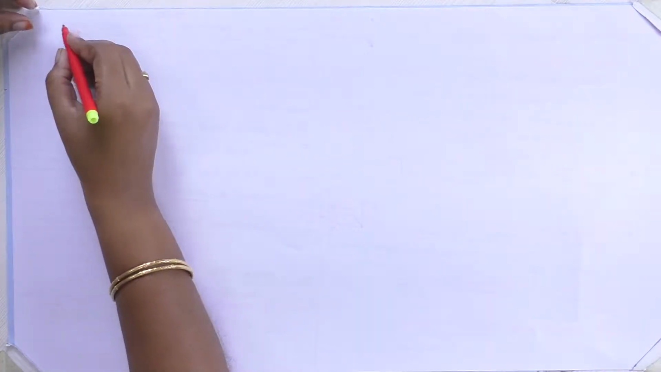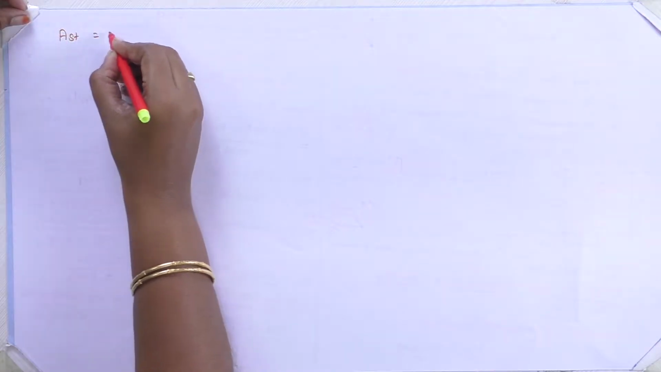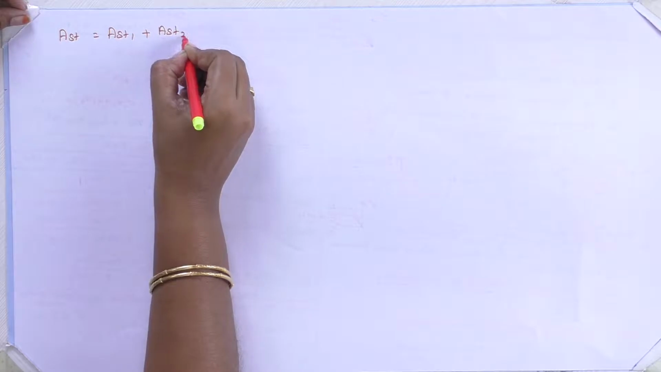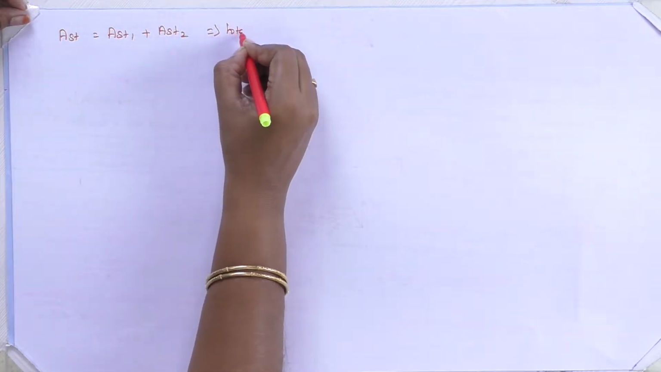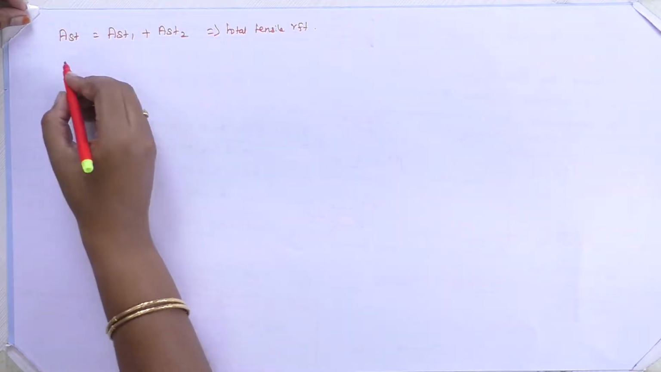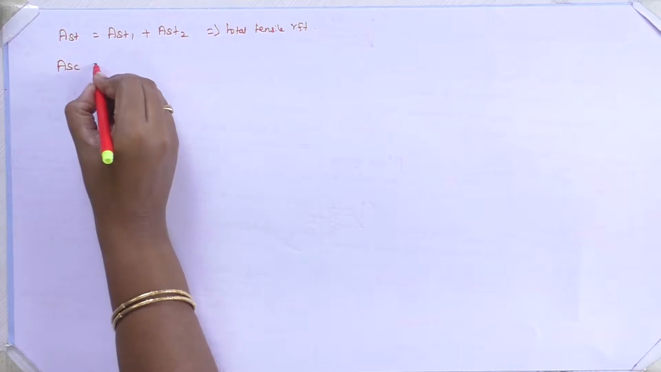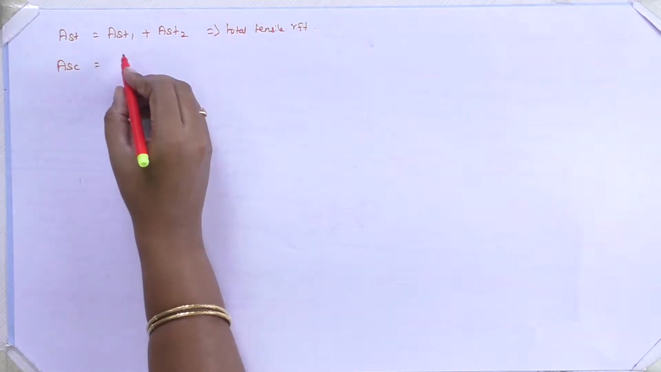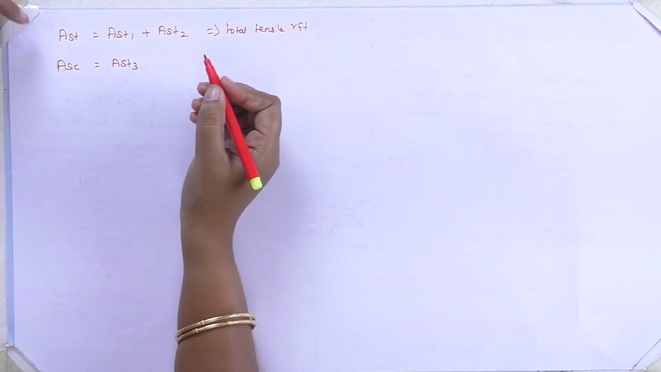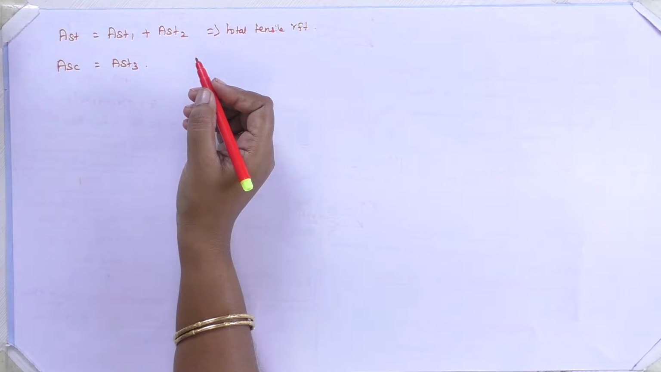Okay. Now I can calculate Ast as Ast1 plus Ast2. This is the total tensile reinforcement, whereas another thing, Asc, I can calculate directly as Ast3. Okay, these are some of the steel you need to provide for your doubly reinforced section.